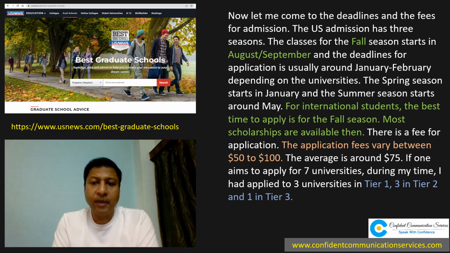There is a fee for application. The application fees vary between $50 to $100. The average is around $75. If one aims to apply for 7 universities, which I did during my time, in that case one can split up, which I had done myself, with 3 universities in tier 1, 3 in tier 2, and 1 in tier 3. This will hedge your possibility for admission.